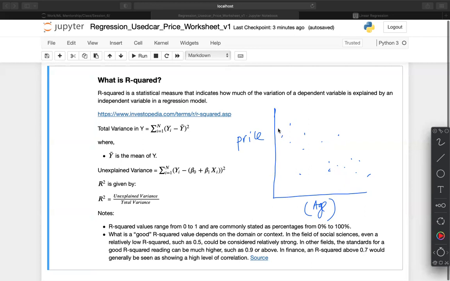Now, let's say you don't have the information of age, you only have the price of the cars. All that you have is what? Y, right? And of course the prices are different. So what you do is, you find the variance in the price itself, the Y value, how much the Y is changing from the average value of Y.